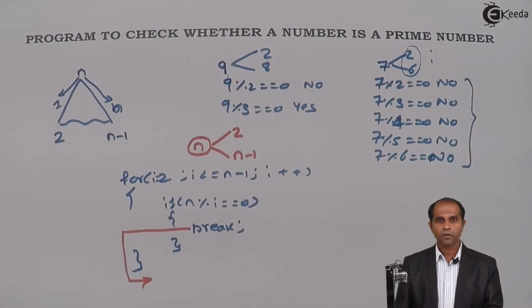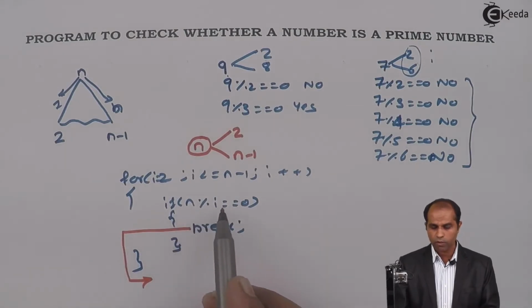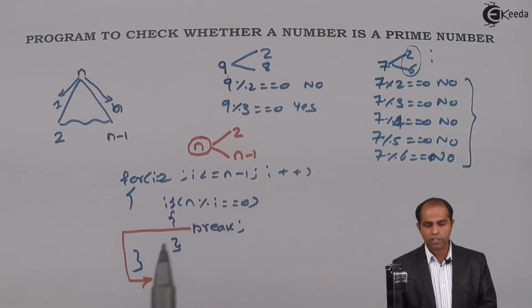But when I say 7, 7 mod 2 equal to 0 is false, 7 mod 3 equal to 0 is false, 7 mod 4 equal to 0 is false, 7 mod 5 equal to 0 is false, 7 mod 6 is also false.